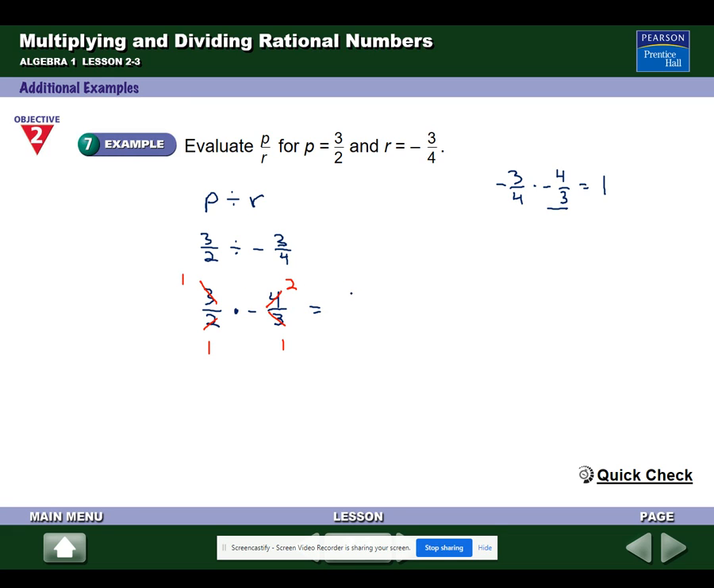So 1 times 2 is 2, 1 times 1 is just 1, and it's going to be negative because we had a positive times a negative. So this is -2.